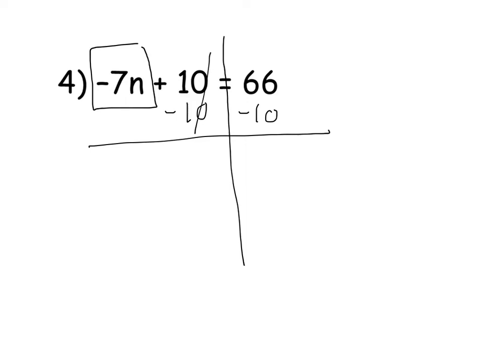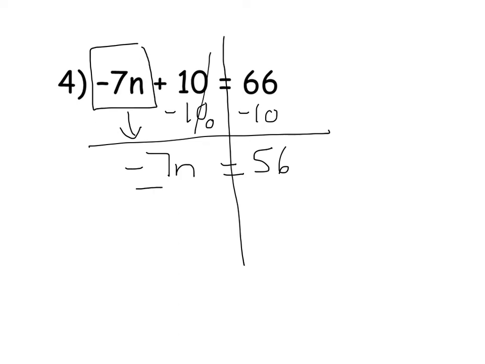10 and a minus 10 goes to 0. I'll put a little 0 there to remind me of that. I just bring down what I have left. -7n equals 66 minus 10 is 56. We're almost done. I have to get rid of this times -7. To undo times -7, we divide by -7.